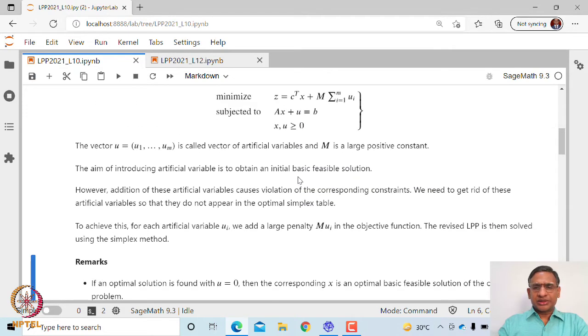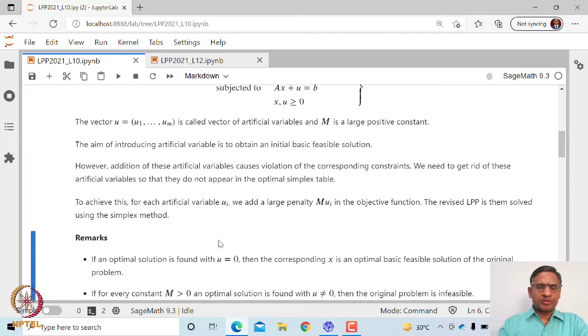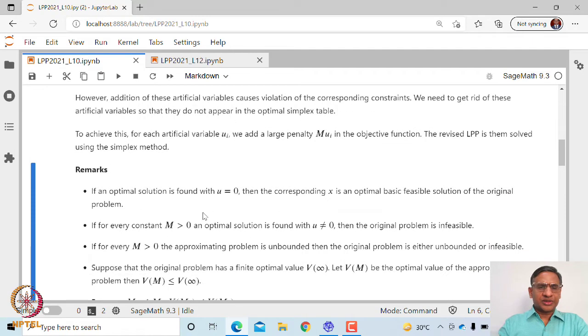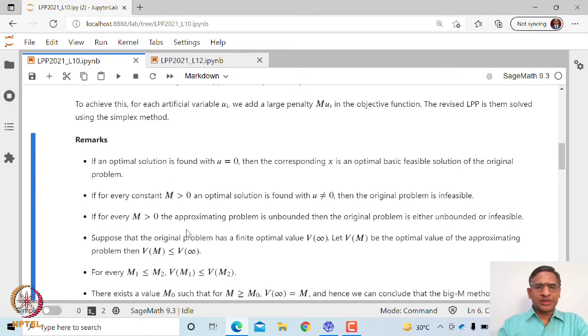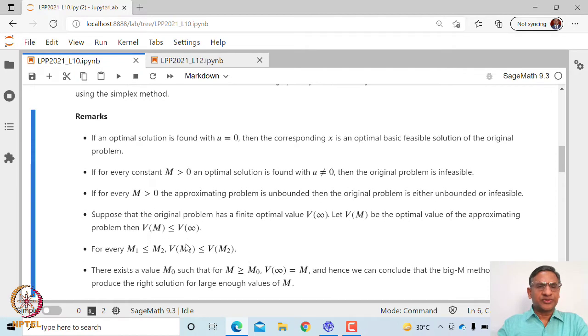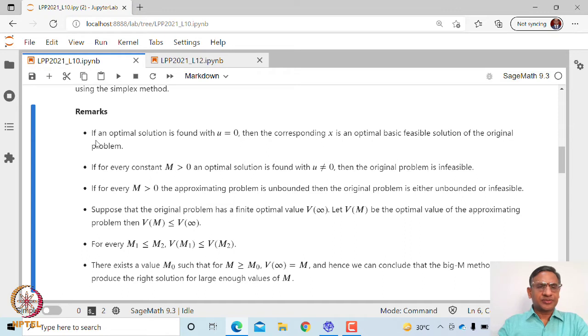Now let me give some remarks. We will not prove them, but let us just make a note of these things. One can find proofs of these facts in some standard book on operations research. The first remark is that if an optimal solution is found with U equal to 0, then the corresponding X in the simplex table is going to be an optimal basic feasible solution for the original problem.